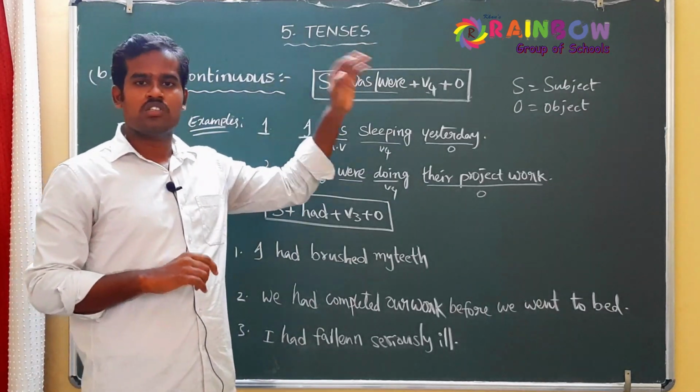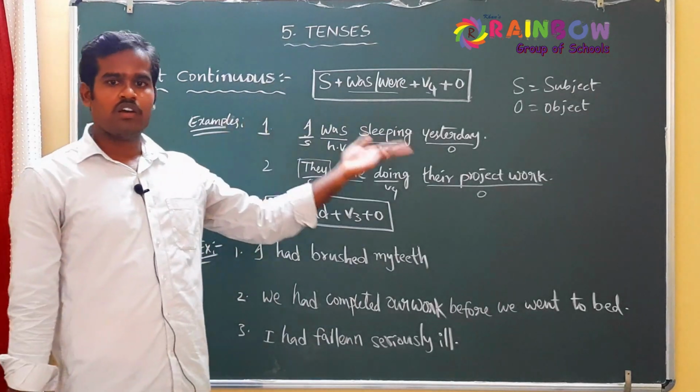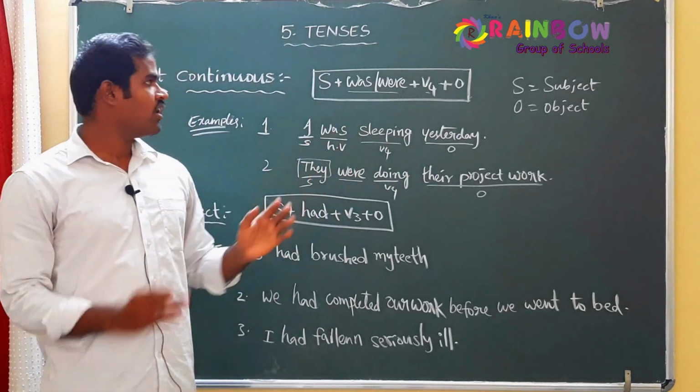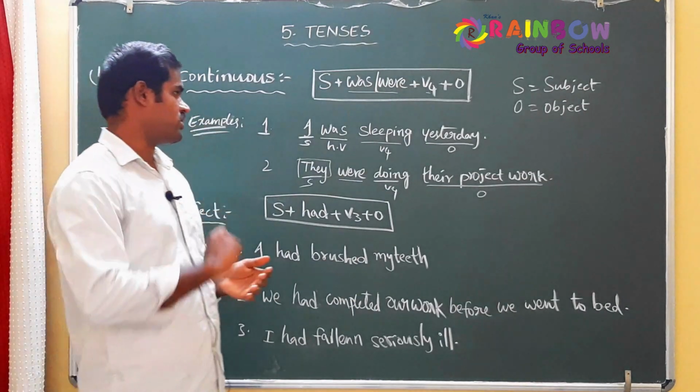The past continuous is used to express actions which started already in the past and continued up to a certain point of time in the past.